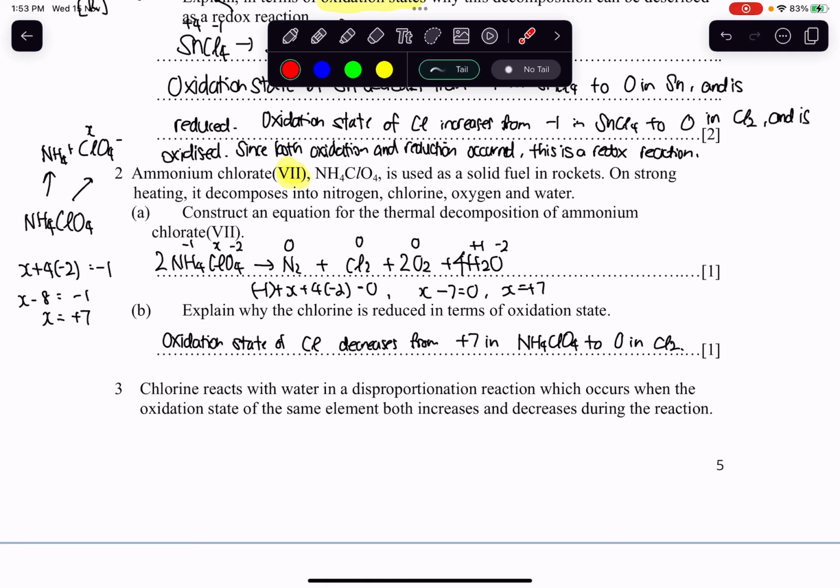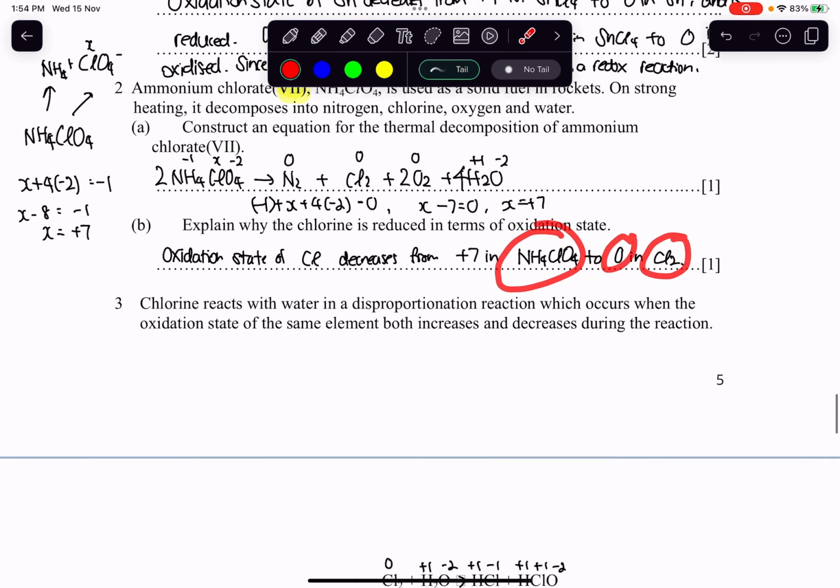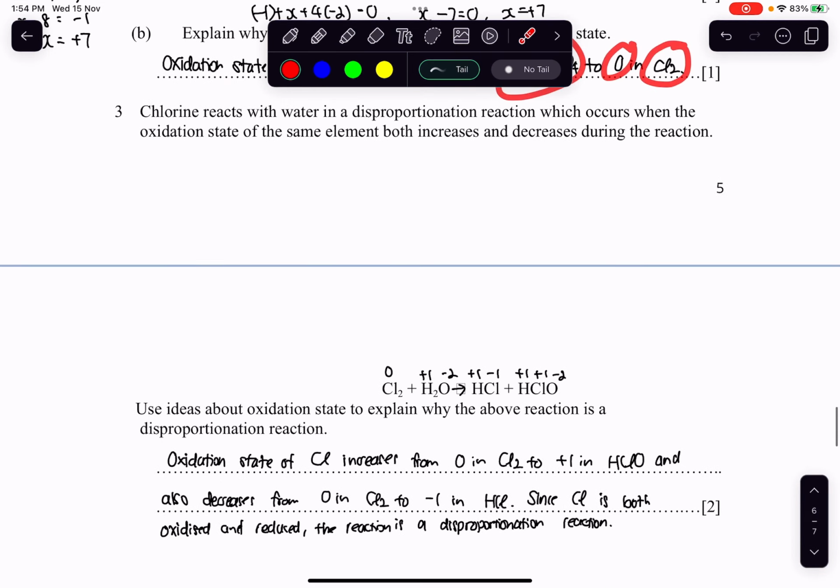Next, explain why chlorine is reduced in terms of oxidation state. Remember, the oxidation state of chlorine changes from +7 in NH4ClO4 to 0 in Cl2. Therefore, it is reduced because the oxidation state decreases. +7 in NH4ClO4 to 0 in Cl2. Okay, last question. Chlorine reacts with water in a disproportionation reaction.